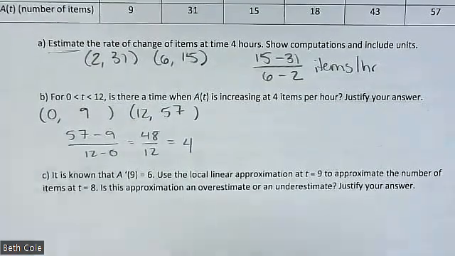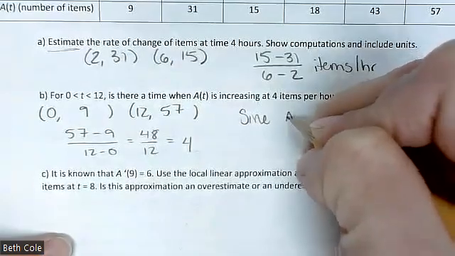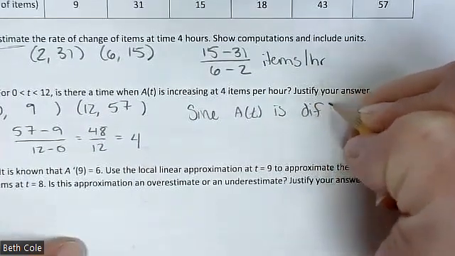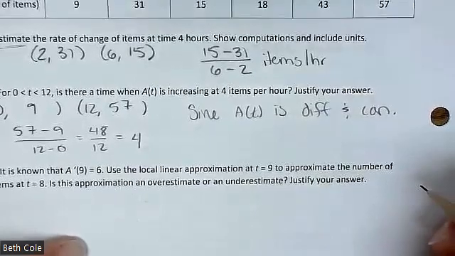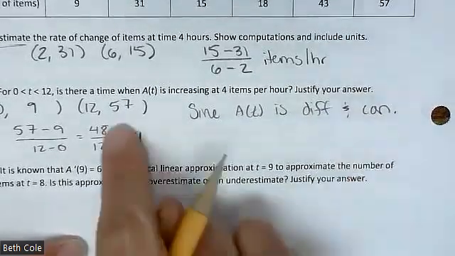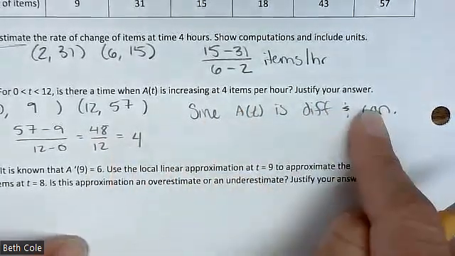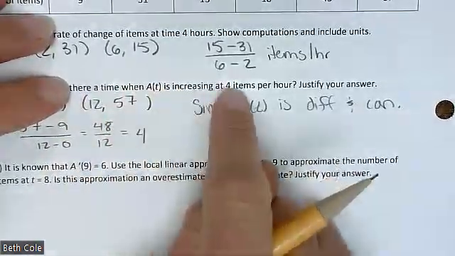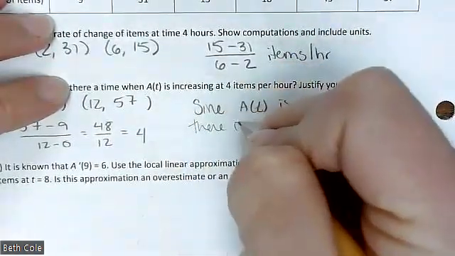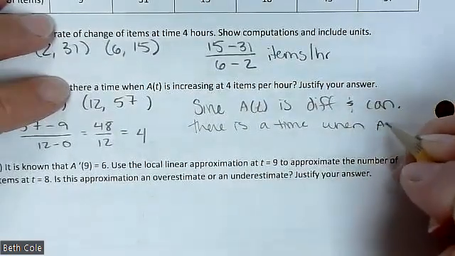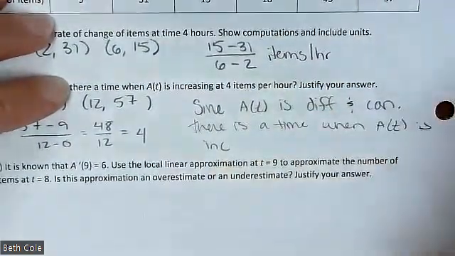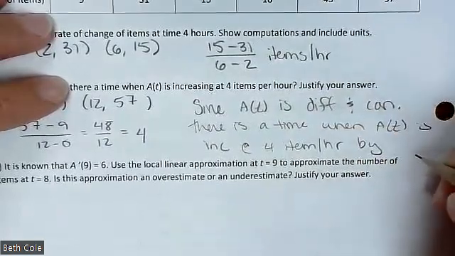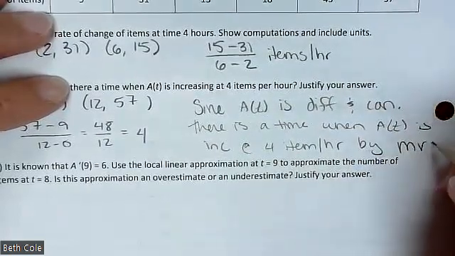We're going to have to write a sentence. All right. So since A of t is, now did they say it was differentiable? They did. Is differentiable, and I'm going to say and continuous. Then what? We showed that the slope was 4. We proved that. We mentioned the conditions. Now you restate the problem. There is a time when A of t is increasing at 4 items per hour, by mean value theorem.